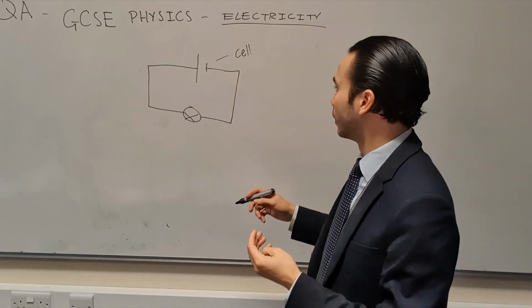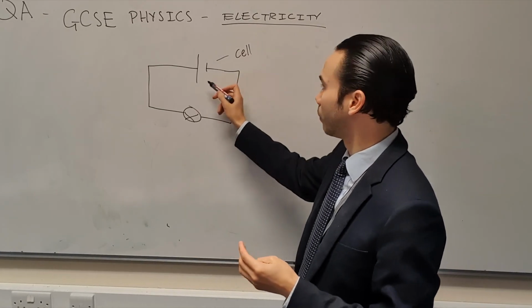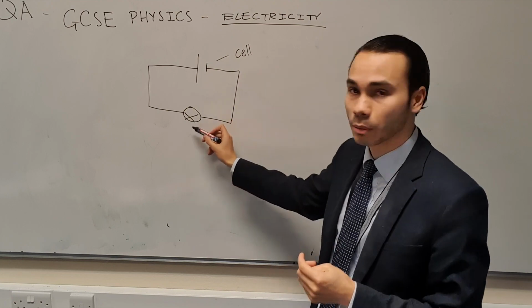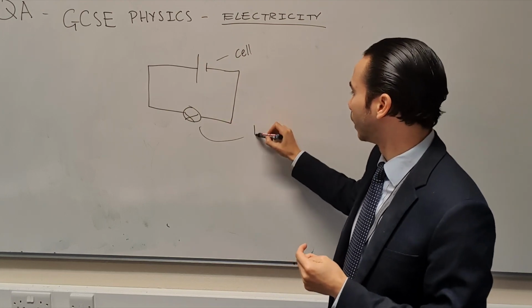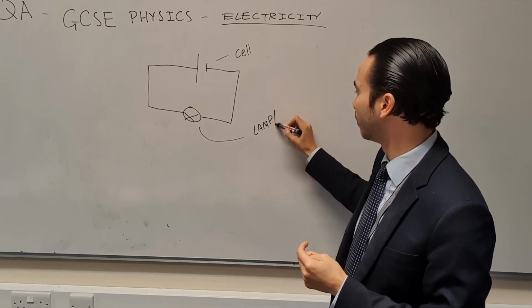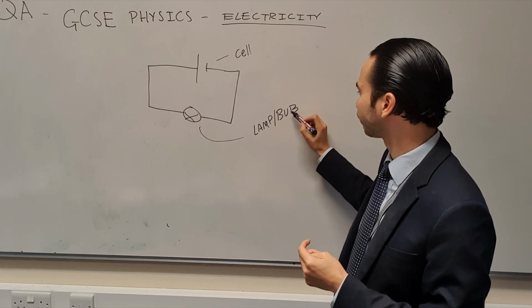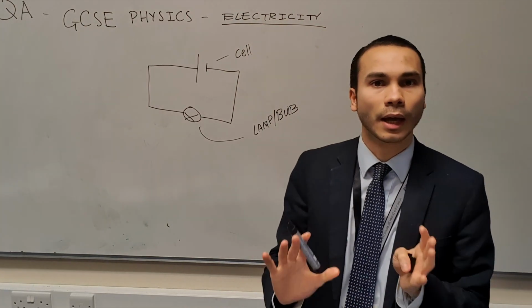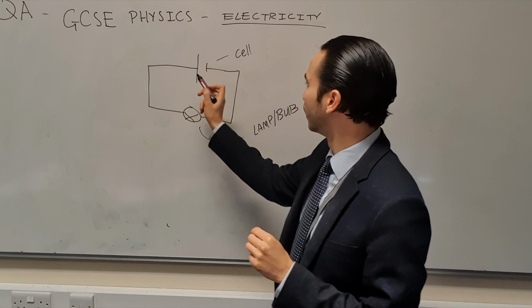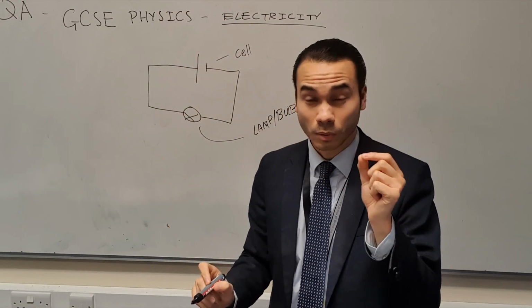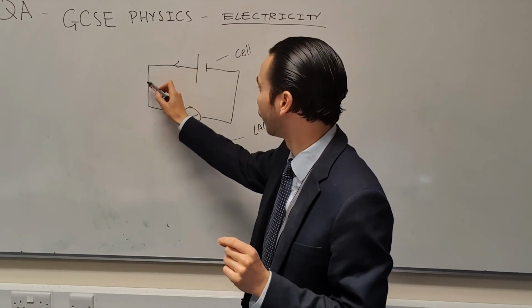But what happens in a simple circuit? So what have we got here? We've got a cell, we've got a wire, and we've got a bulb. Here is our circuit symbol for a lamp or a bulb. And the main idea here is current, and we're going to talk about something called conventional current.